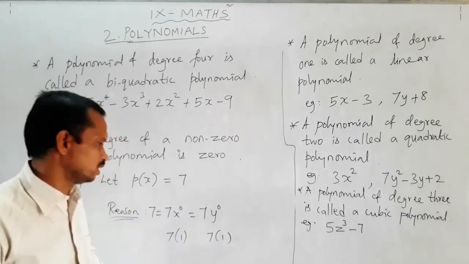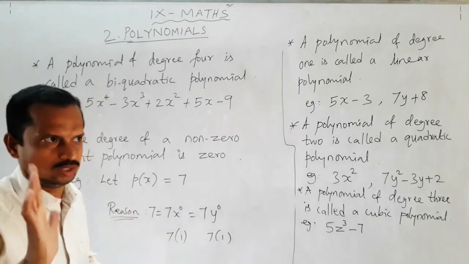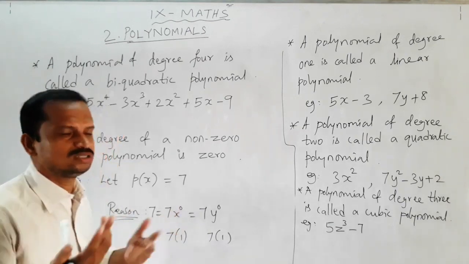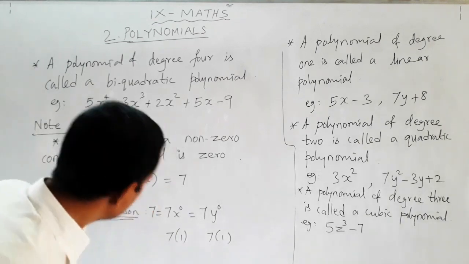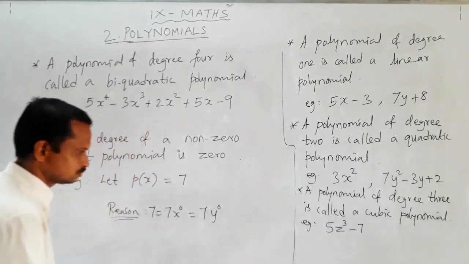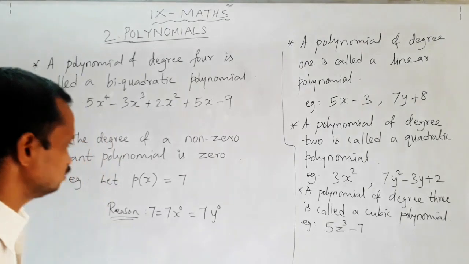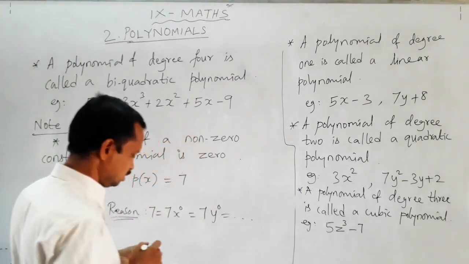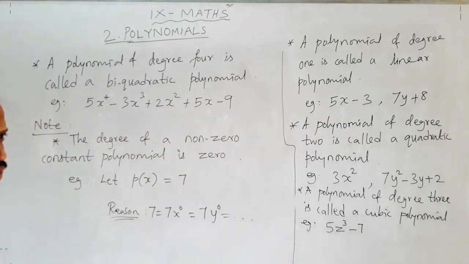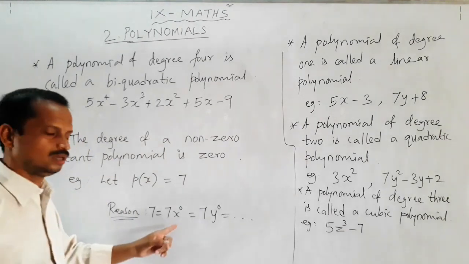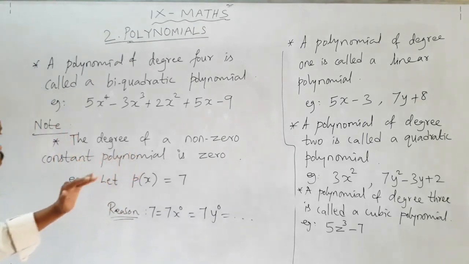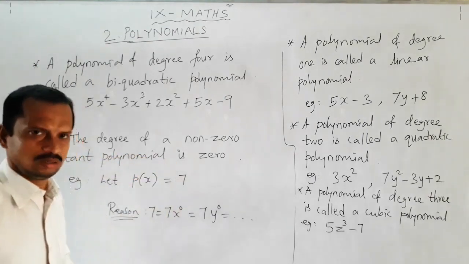So 7 you can write as 7 into x power 0, 7 into y power 0. So anyway you can write, but the exponent should be 0. So x power 0 is 1, so 7 into 1 is 7 only. So we are saying the degree is 0. Okay. So any form we can write. Any variable you can use, but exponent you have to write as 0. Then only you can get 1. So that's the reason why we are saying the degree of a non-zero constant polynomial is 0.